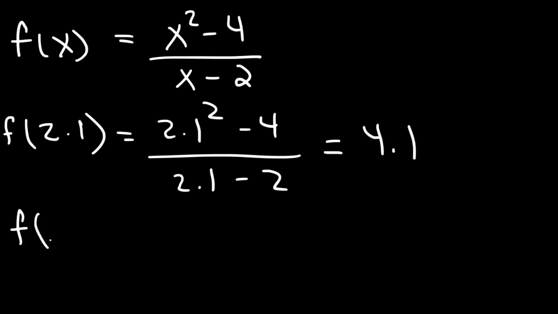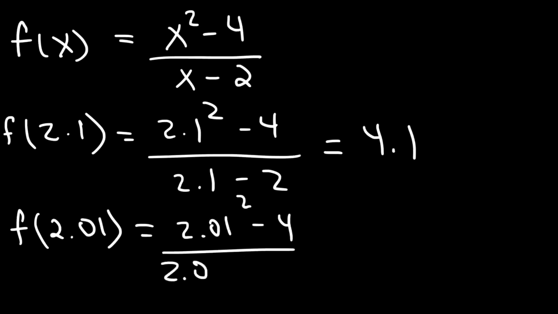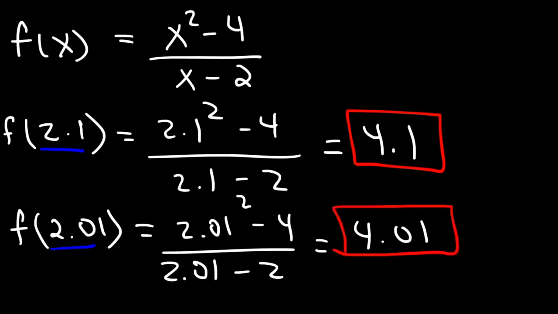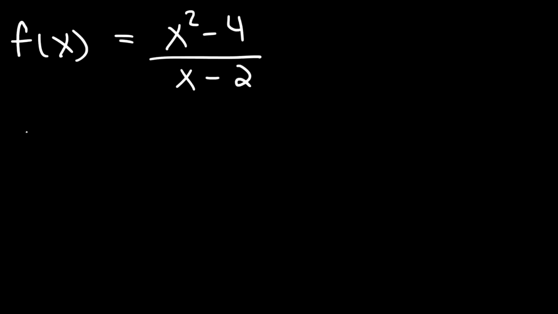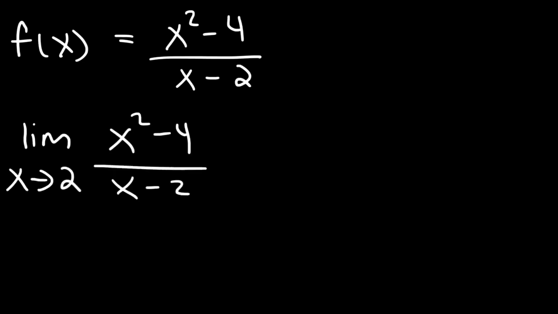Now, what if we plug in a number that's even closer to 2? Let's say 2.01. Well, if we do that, this will give us 4.01. So notice that as x gets closer and closer to 2, the value of the function gets closer and closer to 4. So thus, we can use a limit expression. So we could say that the limit as x approaches 2 of x squared minus 4 over x minus 2, we know it's equal to 4.